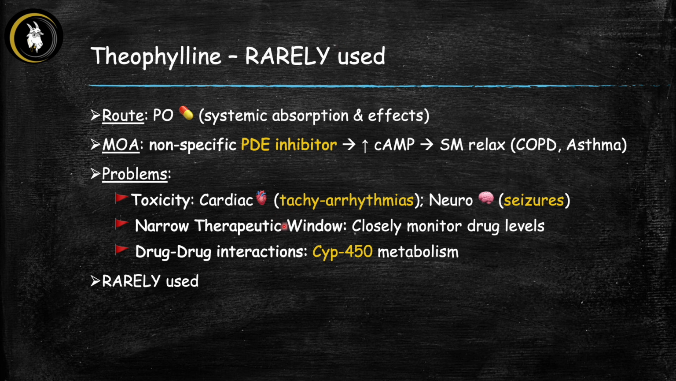The second problem with this drug is that it has a narrow therapeutic window, which means that its levels have to be closely monitored. And then the third problem is that since it's metabolized by the CYP450 enzymes, it can cause a lot of drug-drug interactions. And so for all these reasons, as I mentioned earlier, this drug is rarely used anymore in favor of the inhaled bronchodilators, which we discussed earlier.